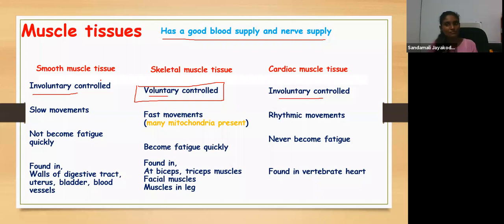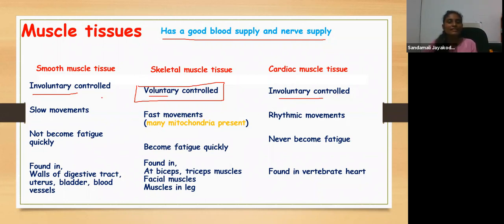And then cardiac muscle tissue, obviously it is controlled by itself. We cannot control the heart movements. They are moving by themselves. Those muscle cells are moving by themselves. So they are involuntarily controlled.